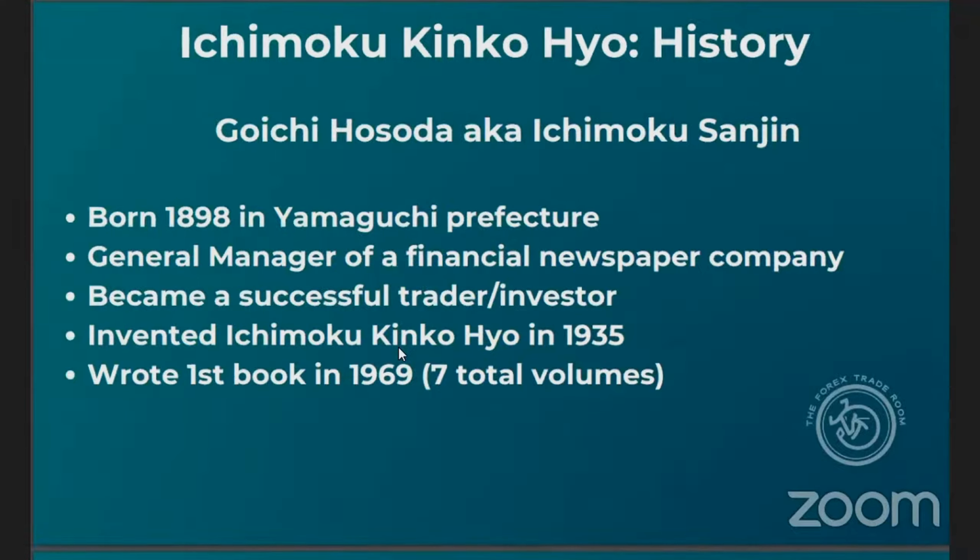So a little bit of history behind this. Goichi Hosoda, whose pen name was Ichimoku Sanjin, was born in 1898 in the Yamaguchi Prefecture. Look at this from a historical perspective and think about the year that we're in right now. He was the general manager of a financial newspaper company, and he became a successful trader and investor. It's kind of the same narrative as when you listen to trading podcasts or read books and hear the stories of people who became traders.